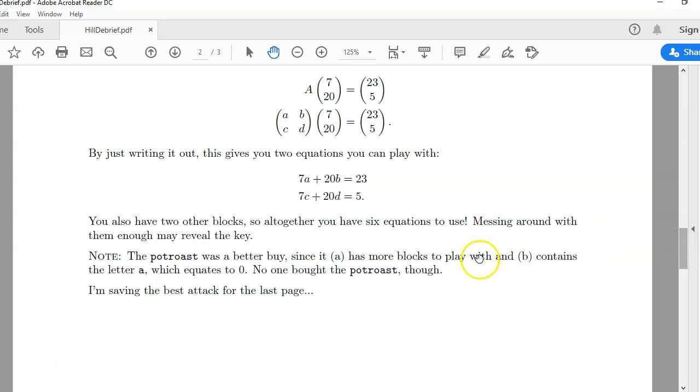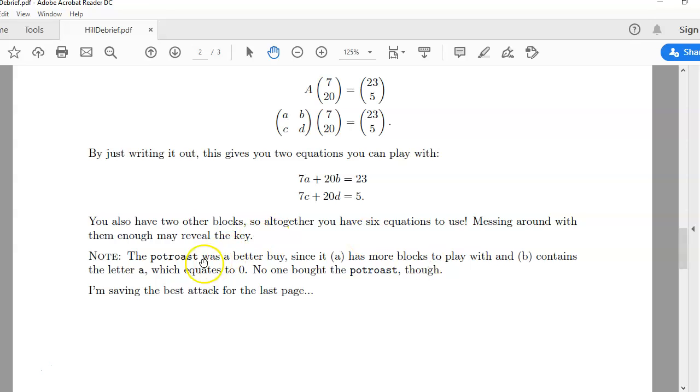That's good. Now, just to point out here, the pot roast was a better bargain. It cost the same amount of money. It was still a point. But it's a little bit of a better buy, for one reason: you get more data. You have 8 symbols, so you have 4 blocks. You have more data. That's a good reason to buy it.